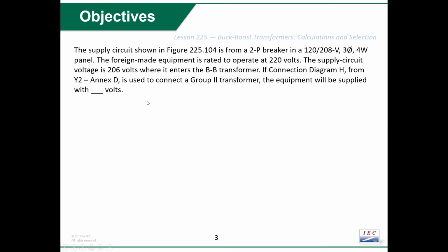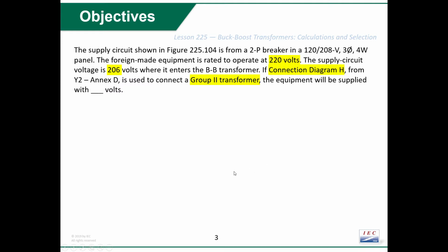So the first thing is what information is relevant here. First thing is we know the equipment needs to operate at 220 volts. So that's what we want to get out of our transformer, or close to it. Next up is we're feeding this whole system with 206 volts. Lastly, we're going to use diagram H, the connection diagram, and it's going to be a Group 2 transformer. Okay, so that's really the only relevant info that we need to answer this question.